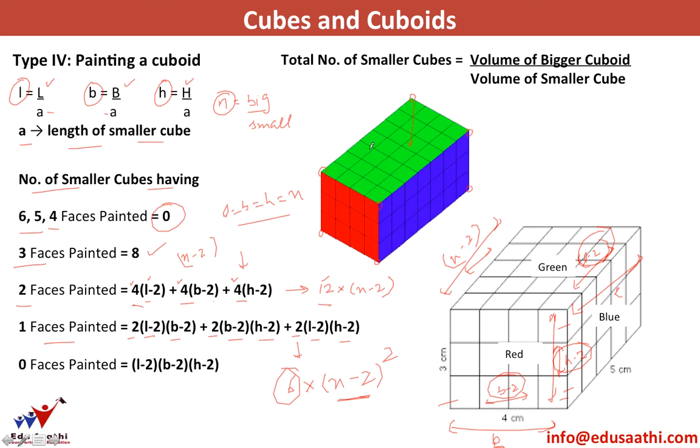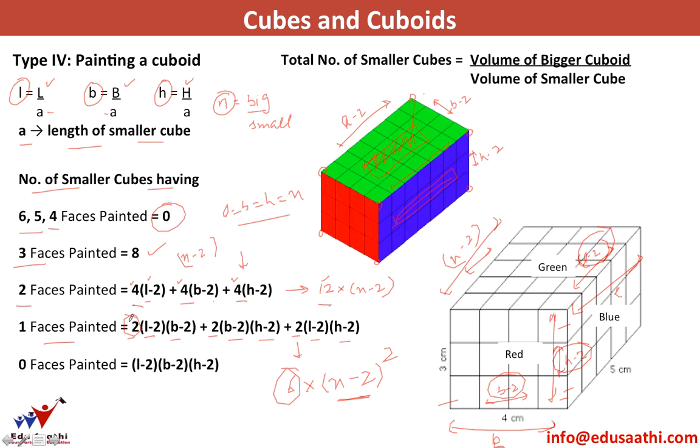If you want to have a little clarity, this is, let's say, l minus 2 and this is b minus 2. So when I multiply l minus 2 by b minus 2, I have this lot, all the cubes which fall in this rectangle. Similarly, here I'll have just this one line, because h minus 2 would be just this and l minus 2 would be this, so I just have this one line of cubes. So that is why for one face painted I have 2 into l minus 2 into b minus 2.